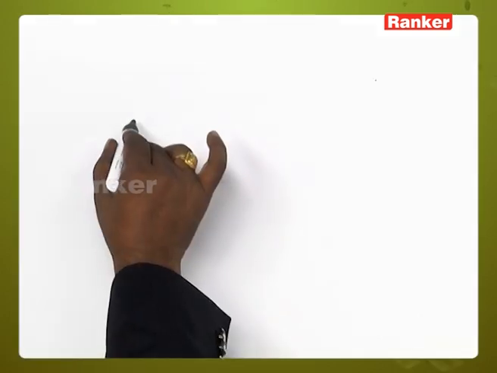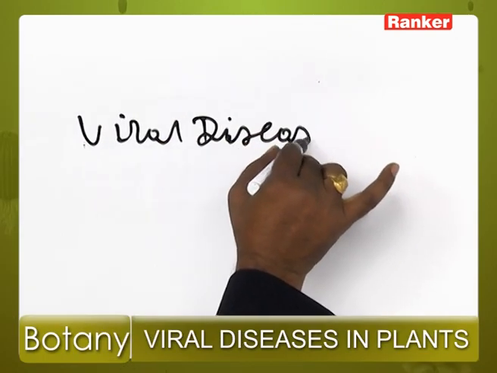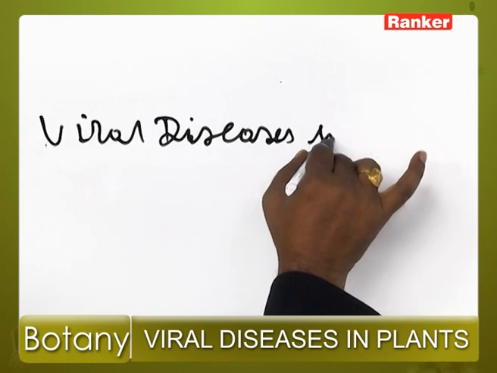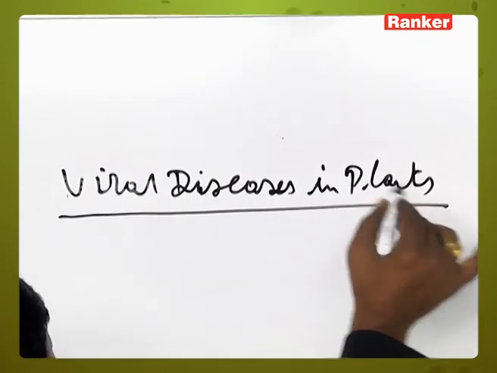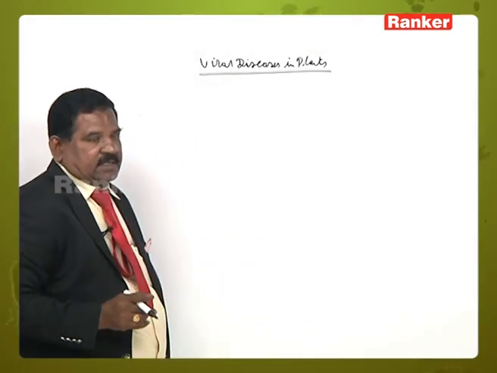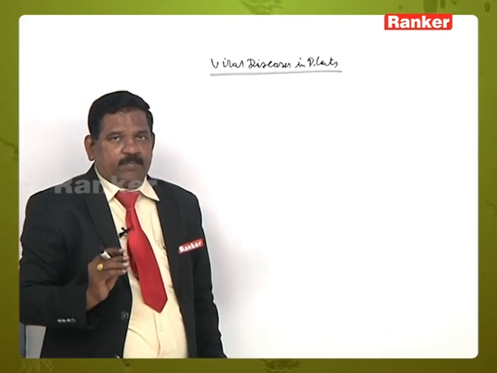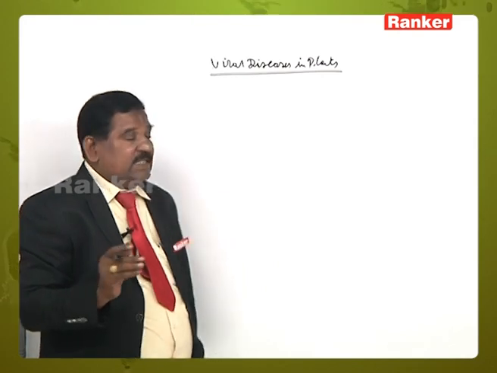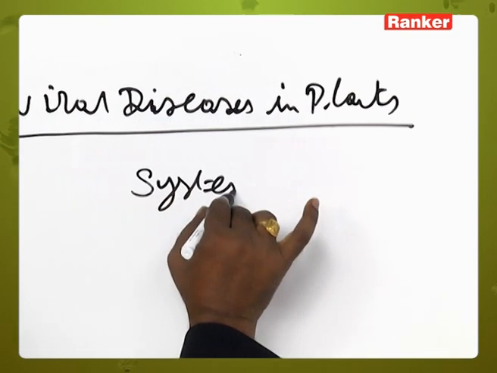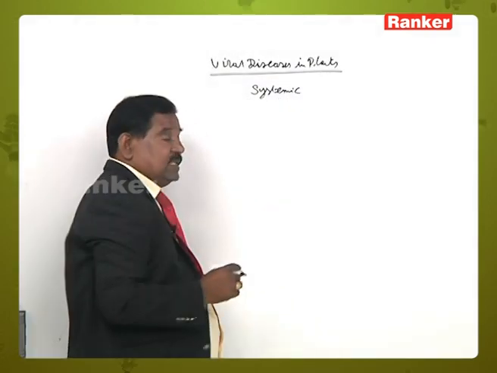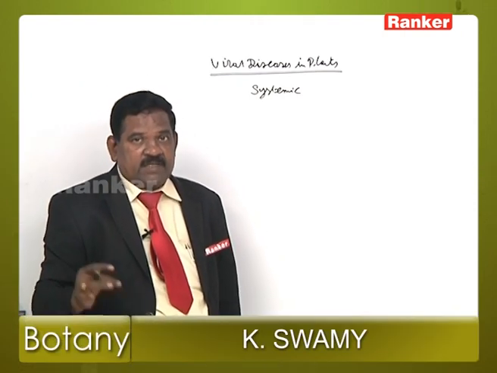Viral diseases in plants. Viruses cause disease not only in plants, but also in animals and human beings. In plants, the viral diseases are systemic. What are systemic diseases? If all parts of the plant body are affected, that is called a systemic disease.